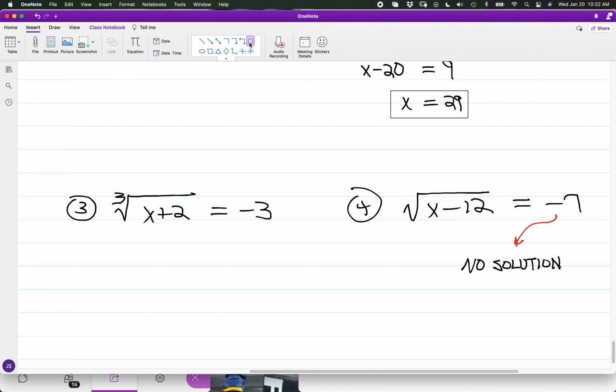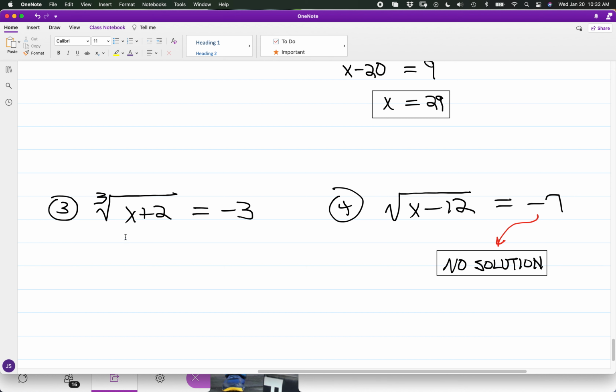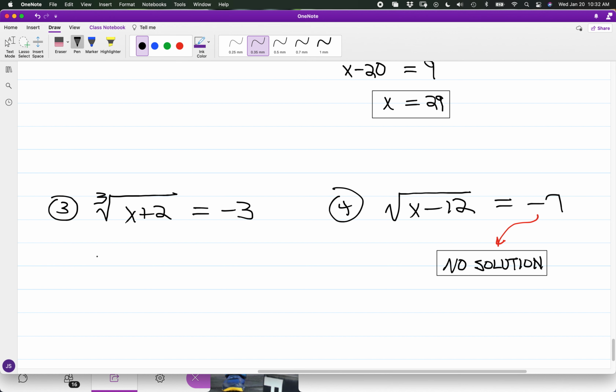And once again, odd root functions are immune from the principal square root rule. Here we have the cubic root of x plus 2 is equal to negative 3. While even root expressions cannot reduce to a negative constant, odd root expressions, on the other hand, can. And so I can proceed and find out what the solution or solutions to x will be.